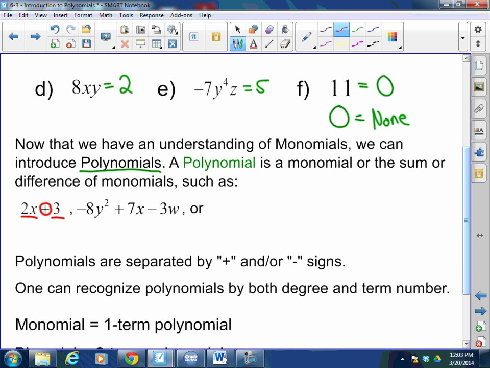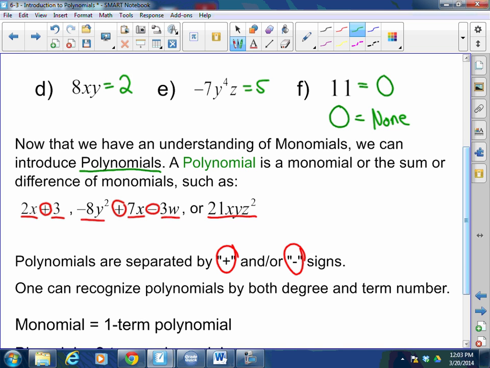This is one term, negative 8y squared, plus another term, 7x, minus another term, 3w. So this is a three-term polynomial. Trinomial, very good. This is just simply one term, so that's a monomial. Please notice that polynomials are separated by plus and or minus signs. Hence, why I knew how many terms I was given.